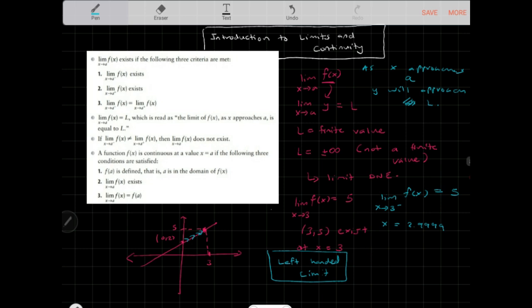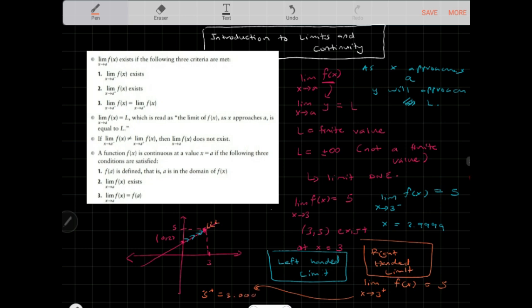And we can also look at the right-handed limit. I'm going to do this in a different color. In the case of a right-handed limit, if we're looking at 3 as our value of x, as x approaches 3 from the right side, f of x will also approach 5. Because 3 from the right side could be a value like 3.00001. So really the left and right-handed limits are just small increments either to the left or right of a certain value, right?